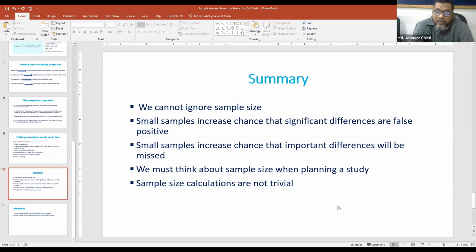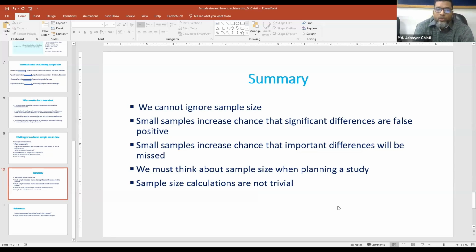And in a nutshell, we can say that we cannot ignore the sample size calculation. Sometimes we do this, especially in chart analysis research as well as audit type of research. However, those are very low quality evidence. So for very high quality evidence, we have to have a very precise sample size calculation.